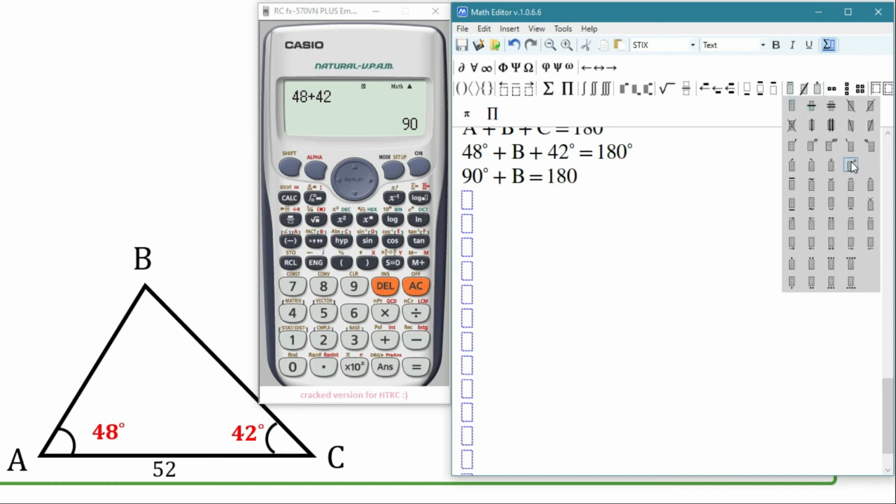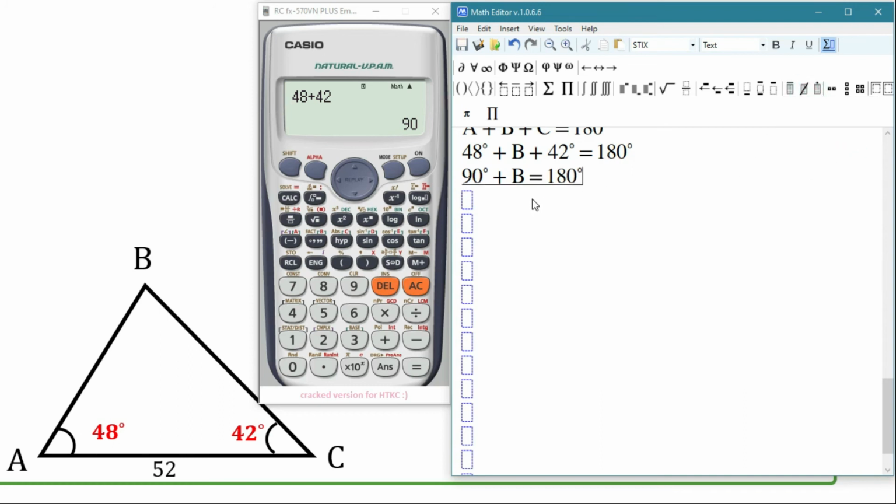So may mag-a-ask dyan, sir, mukha namang hindi realistic yung drawing natin. So this is just an illustration. Okay, so this is just an example.